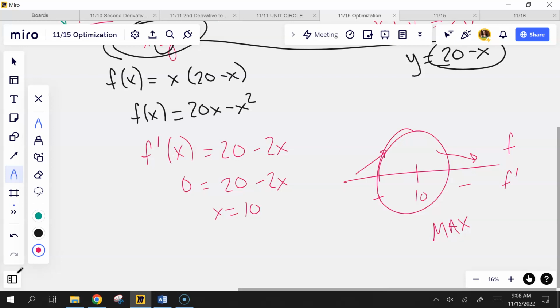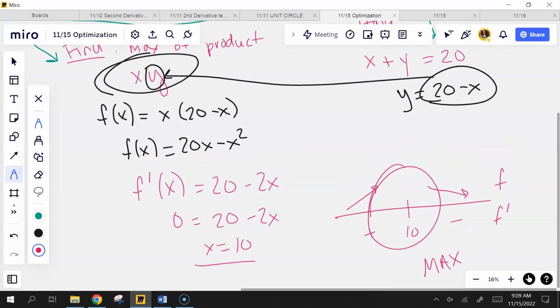So the question is, find the two numbers. What have I found? I found one of the numbers. I found x, right? Because I wrote that in terms of x. So I know x equals 10 and y equals what? 10. Plug it back in, right? And you know that y equals 20 minus x. I know they have to add, right? So what's the greatest possible product? 100.